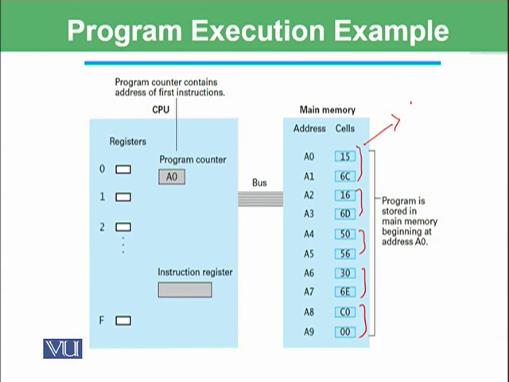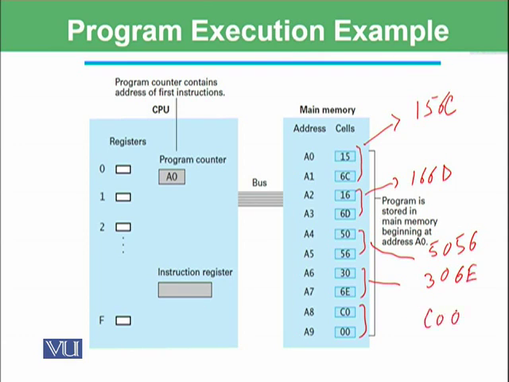So this means 156C is one instruction. Then 166D is another instruction. Then 5056 is another instruction. Then 306E is another instruction, and C000 is another instruction. So actually we have these 5 instructions available in our RAM.